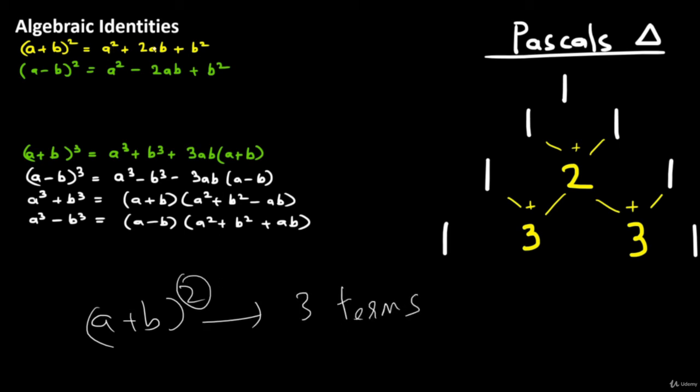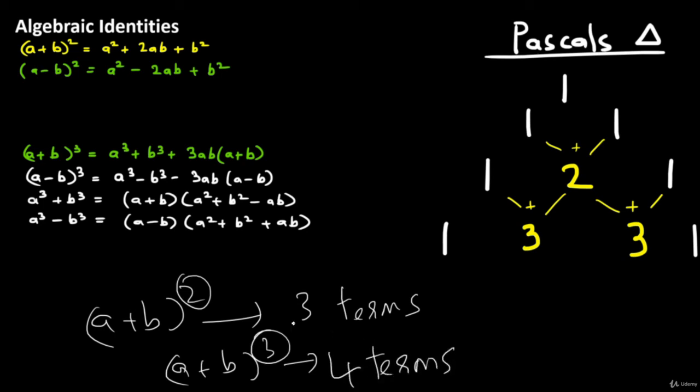So you can see that we have 1 2 3 terms. Similarly, a plus b the whole cube will have 3 plus 1, that is 4 terms in the expansion. So over here you can see 1 2 3 and 4. So there are 4 terms. All right, now let's proceed.